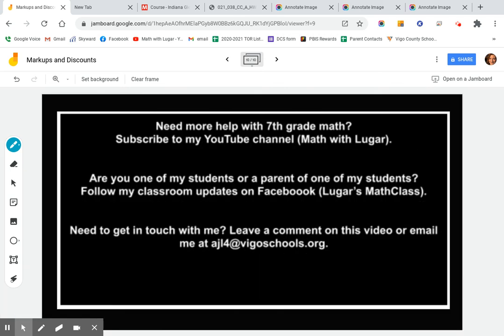Okay, so markups and discounts, whichever one it is, it doesn't matter. You're going to scoot 2 to the left to change your percent to a decimal. You're going to multiply that by the original amount. That gives you how much then is either getting added or subtracted depending on whether it was an increase or a decrease. I hope that helps you with your homework or with the quiz that you're studying for.